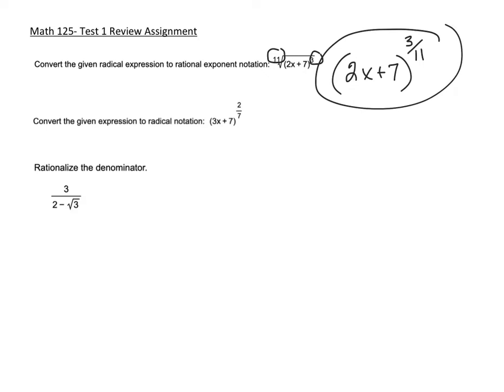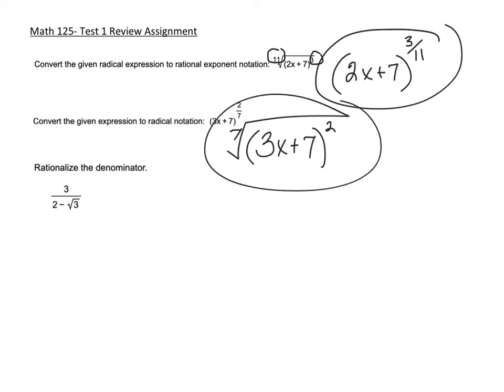Now the next one is just going backwards. They give you the problem in rational exponent notation, and they want you to write it as a radical. Radical is just another word for that square root sign or root sign. We call it a radical sign. So we would write this. You have 3x plus 7, all to the 2 over 7. So that's the 7th root. Okay, this is your answer. Circle it. That's your answer.